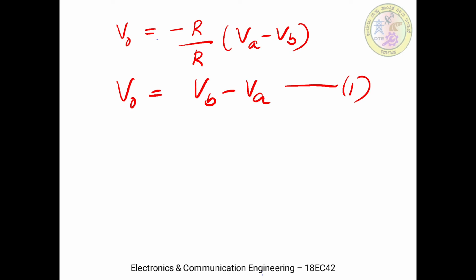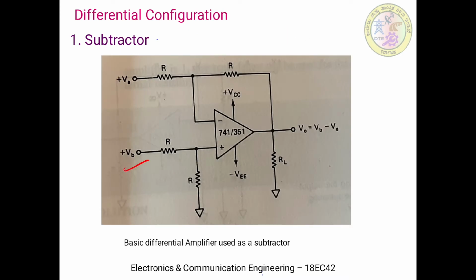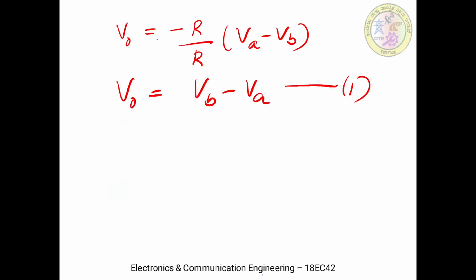So here the output voltage is thus equal to the difference between the input VB, which is applied to the non-inverting terminal, and the input VA, which is applied to the inverting terminal. Because of this differencing action or subtracting action, the circuit is known as the subtractor.